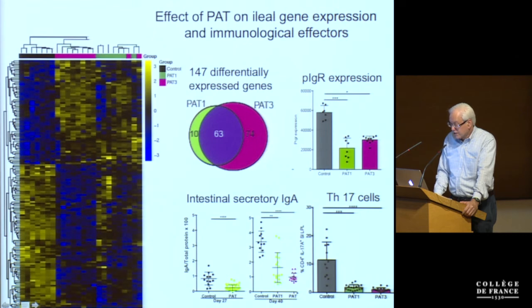Intestinal secretory IgA goes up in normal mice, but doesn't go up as rapidly in mice given 1 course of antibiotics, and even worse with 3 courses. Th17 is down with even a single course of antibiotics.